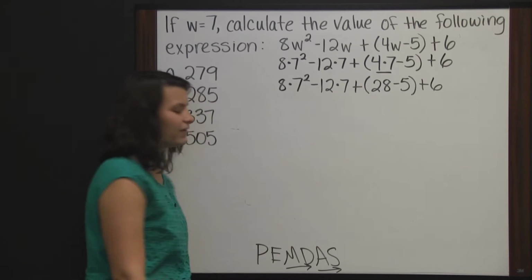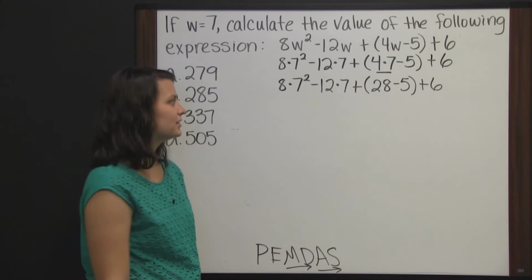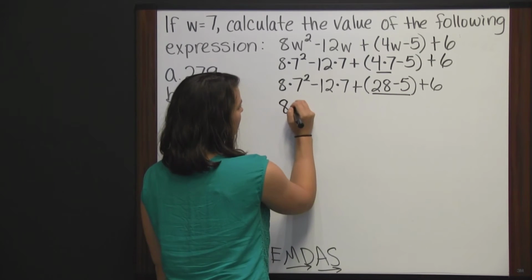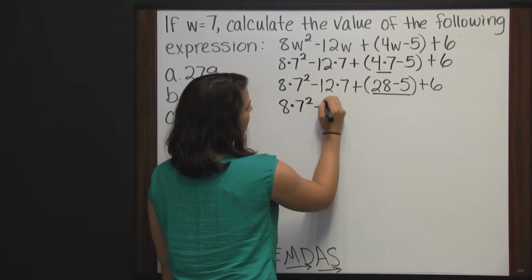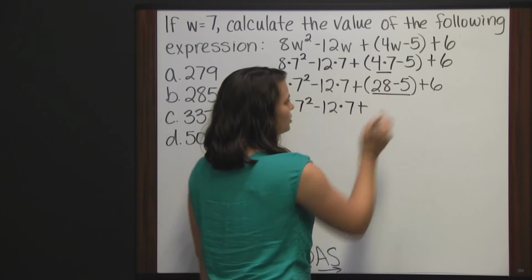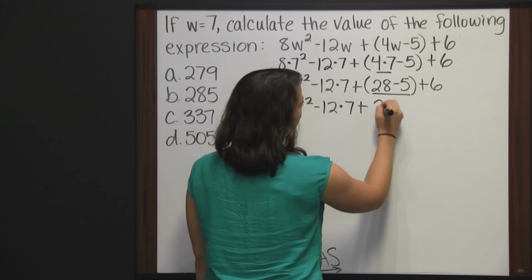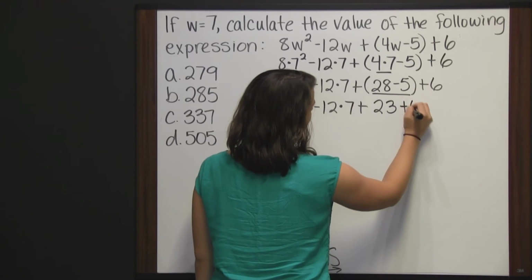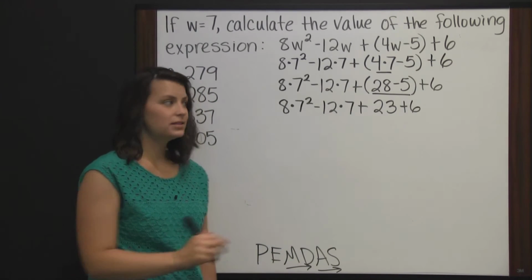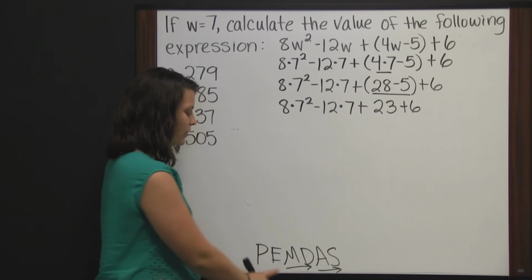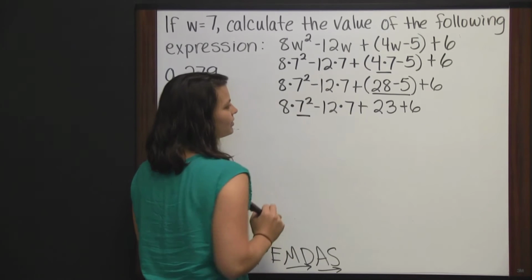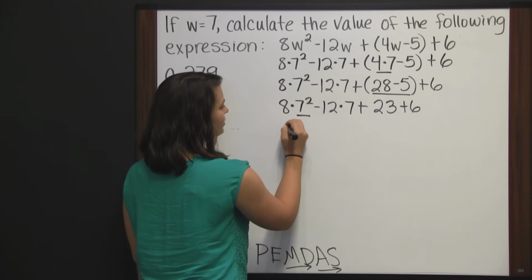So we haven't finished simplifying what's in our parentheses, and that's what we'll do now. 28 minus 5. So bring down the 8 times 7 squared minus 12 times 7 plus 28 minus 5 is 23 plus 6. Now if we go back to PEMDAS, after parentheses, which we have no more of, we then simplify any exponents. And we do have exponents right here, 7 squared. So that's what we'll do next.